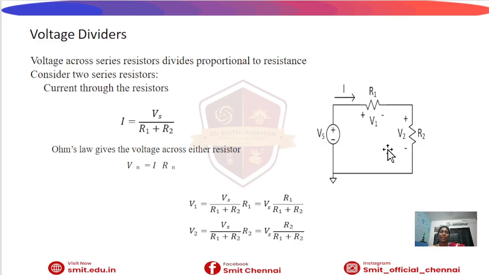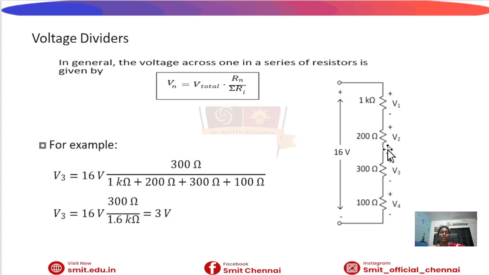The very important concept is, if we have a larger resistance, we have a larger voltage drop, and if we have a smaller resistance, we have a smaller voltage drop. This is the voltage divider. In general, here is a problem for the voltage divider.